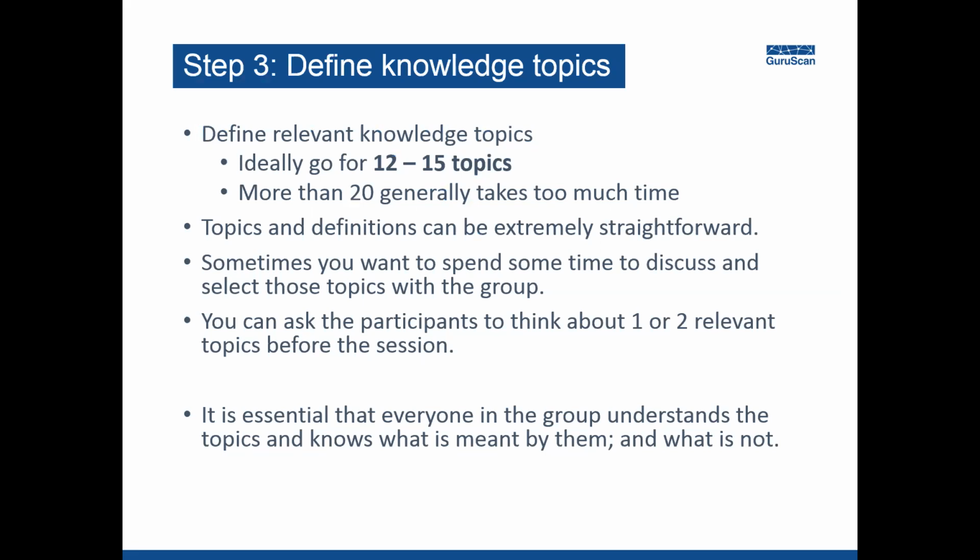The first step of the knowledge network game is defining knowledge topics. Ask people in the room to come up with knowledge topics. You shouldn't get too many, so 12 to 15 topics is the perfect number. More than 20 generally takes too much time, especially in the next rounds. It's not the time that it takes to come up with these topics, but the time that it takes to answer them and to connect them to experts.